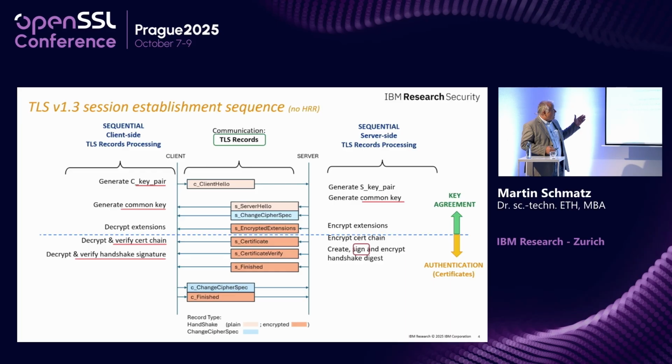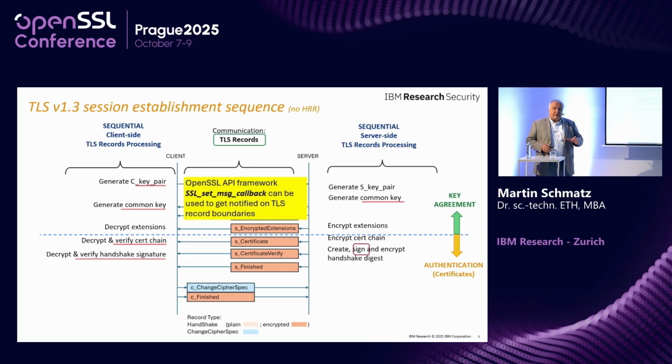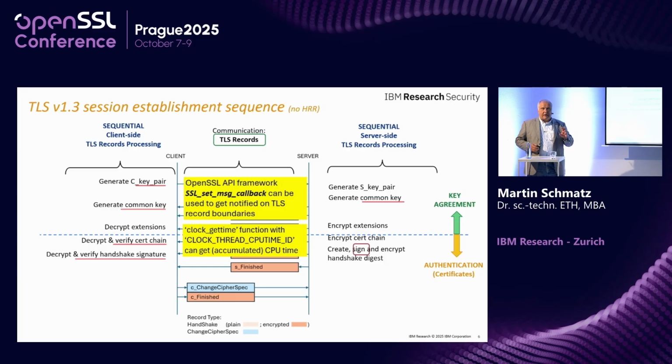Since those are TLS records, OpenSSL has this nice feature of being able to establish a callback function, which notifies us whenever OpenSSL starts to process a TLS record. And obviously we have the clock_gettime function, so we can quite accurately measure the CPU time, the amount of work on a CPU, which eventually means how many servers, how many CPU cycles I need to have available in my data center.